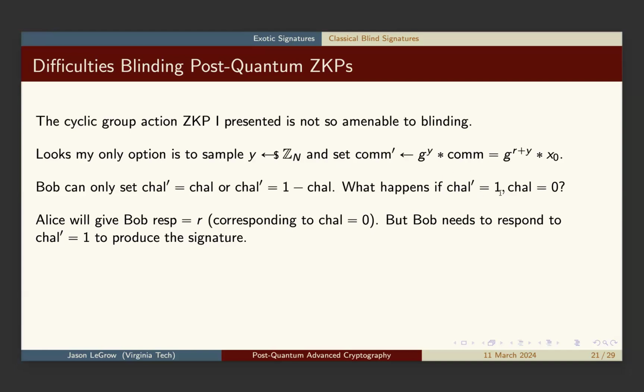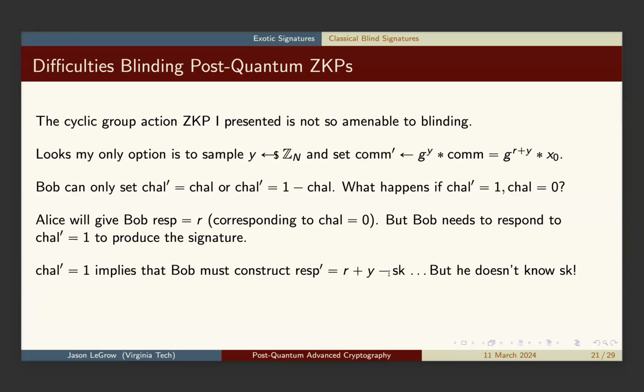So what does he need to do in order for that? If you sat down and worked it out, I'm sure you could figure out what it needs to be. But because the blind challenge is 1, Bob needs the blind response to be R plus Y minus the secret key. He knows R and he knows Y, but he doesn't know what the secret key is. Bob has no mechanism to construct this.